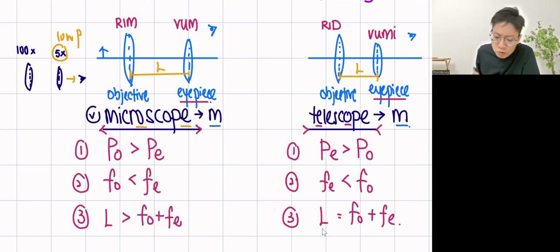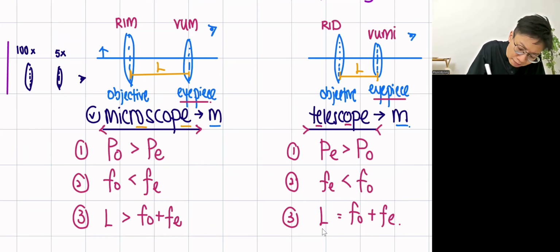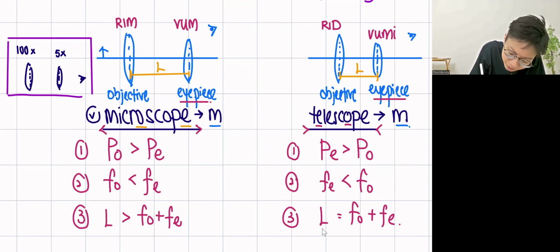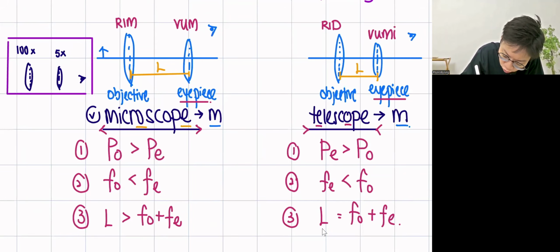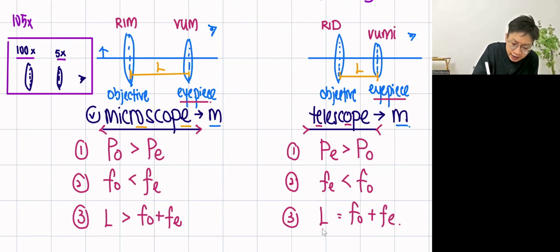So the microscope's magnification. Okay, let's see. So now we know that this is 5x, that is 100x. Then I ask your IQ question. Guys, if this is my microscope, guess how many times my microscope will enlarge. If one is 5x, the other one is 100x, will the total be 105x or will it be 500x?